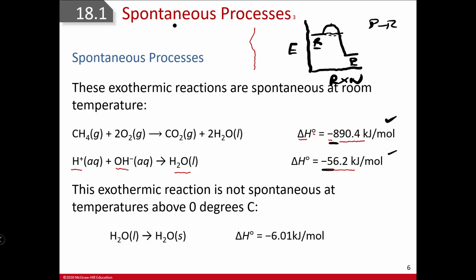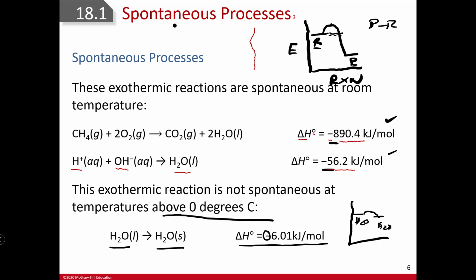But then it says not all exothermic reactions are spontaneous. Here they have H2O liquid going to H2O solid, which we would call ice, and it has a standard enthalpy change of negative 6.01 kilojoules. So it is negative, it is exothermic. Again, this is not a chemical reaction, this is just a process. Here's H2O liquid, and to go to H2O solid would be here. There's not much of a change here, and that process is not spontaneous above 0 degrees Celsius. You guys know that liquid water doesn't freeze above 0 degrees Celsius.